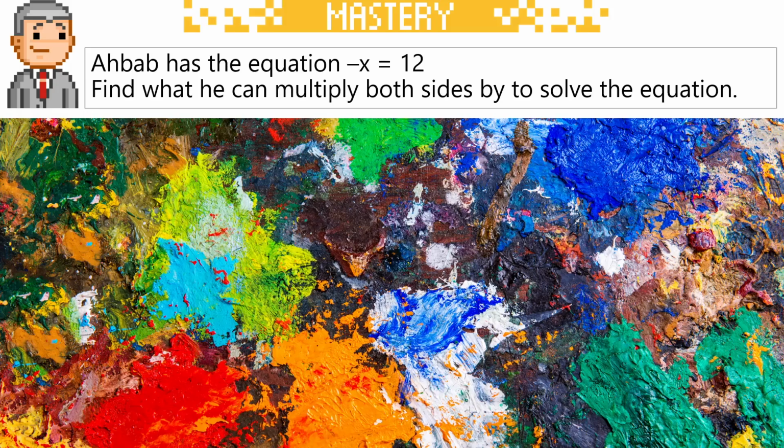In this question, we're told that Abab has the equation of minus x equals 12, and we're asked to find what he can multiply both sides by to solve the equation.